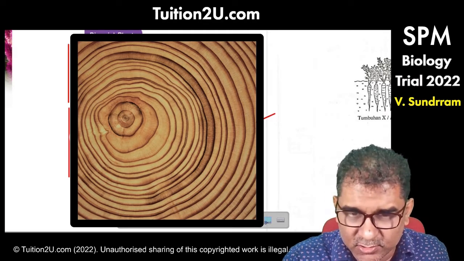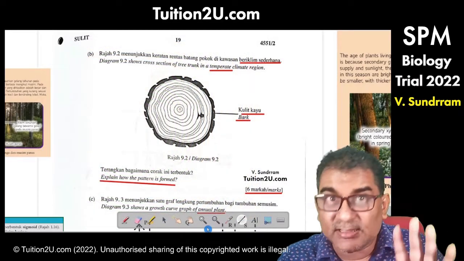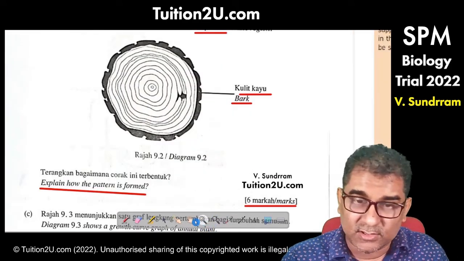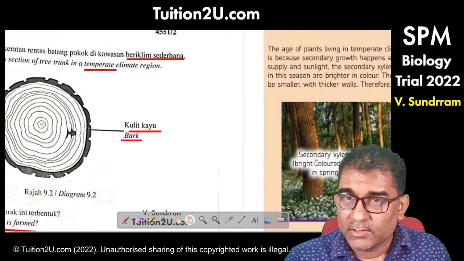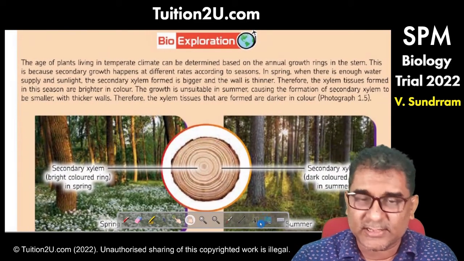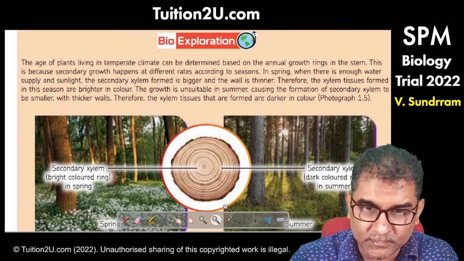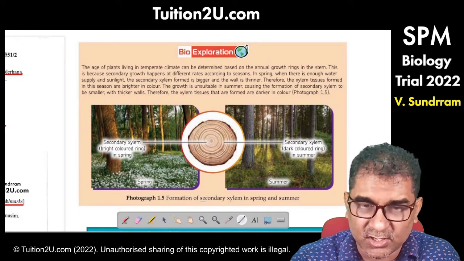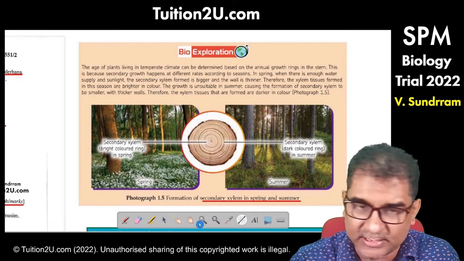Easy 6 marks. So let's look at the answer you have in the textbook. I'm just going to show you what's in the textbook. Easy answer because we directly follow the textbook. So this is what you have in the textbook. It comes under bio exploration. So this is for formation of secondary xylem in spring and summer.